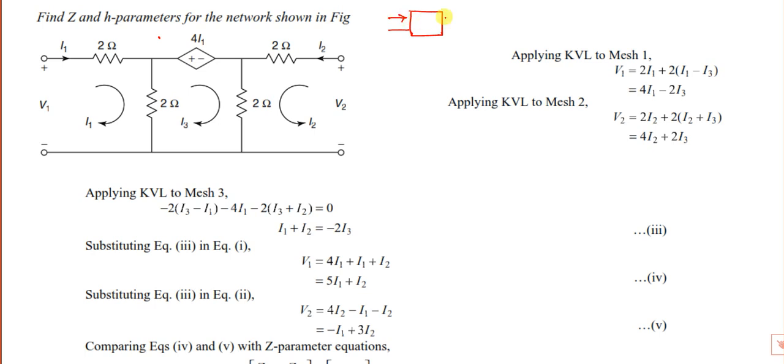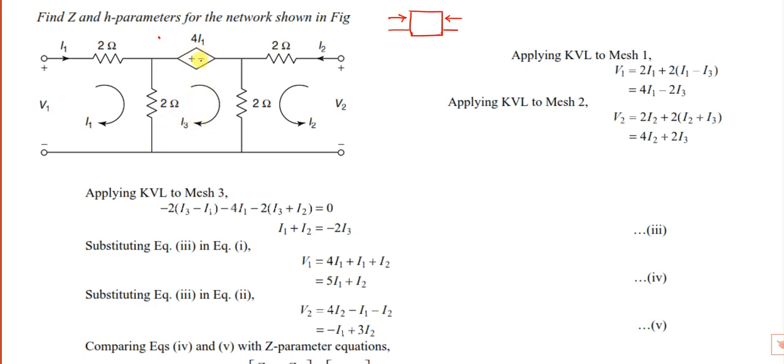this is the I1 direction, and this is the I2 direction. So you have to retain this. That's why it is clockwise. This is anti-clockwise, I2 should be like this. In the middle mesh you write I3 clockwise only.